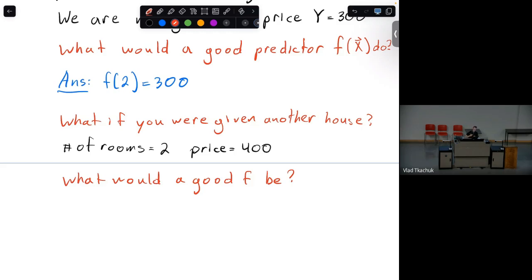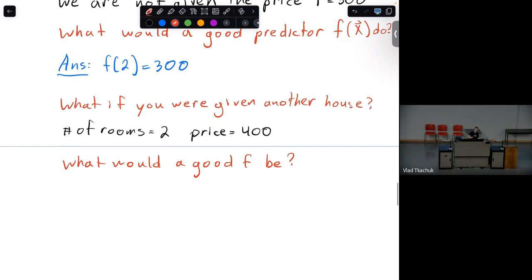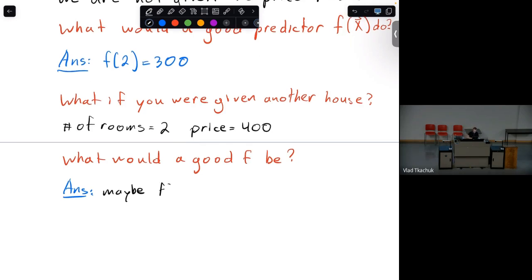Okay, so we've seen, yeah, I'll take that answer. So okay, here's an answer. Maybe I've seen these two houses, right? I've seen two houses so far, these two rooms. I don't know what I'm going to get. So maybe I do f of 2 is equal to, I don't know, 400 plus 300 over 2. So maybe I do something in the middle of the two, right? So maybe this is good. It's somewhere in between, close to one price and the other. Okay.